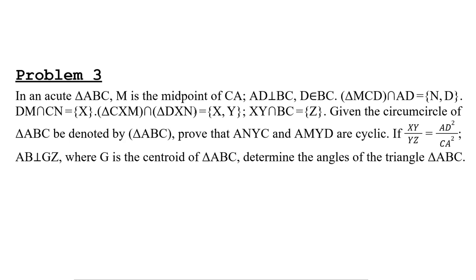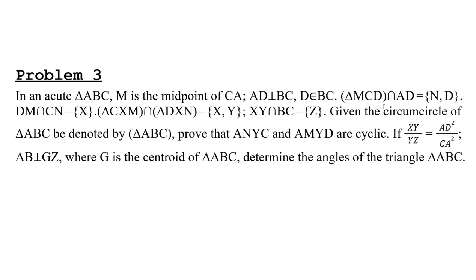As you can see here, I have yet another question, which is also a subjective question. So we start with an acute triangle ABC, and M is the midpoint of the side CA. And AD is perpendicular to BC, with D belonging to BC. Basically, D lies on BC. So this tells us that D is the foot of the altitude from A.